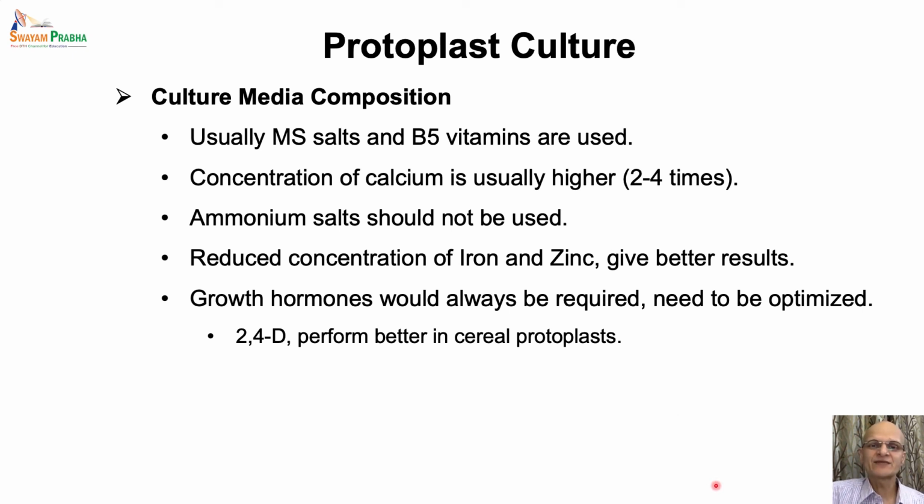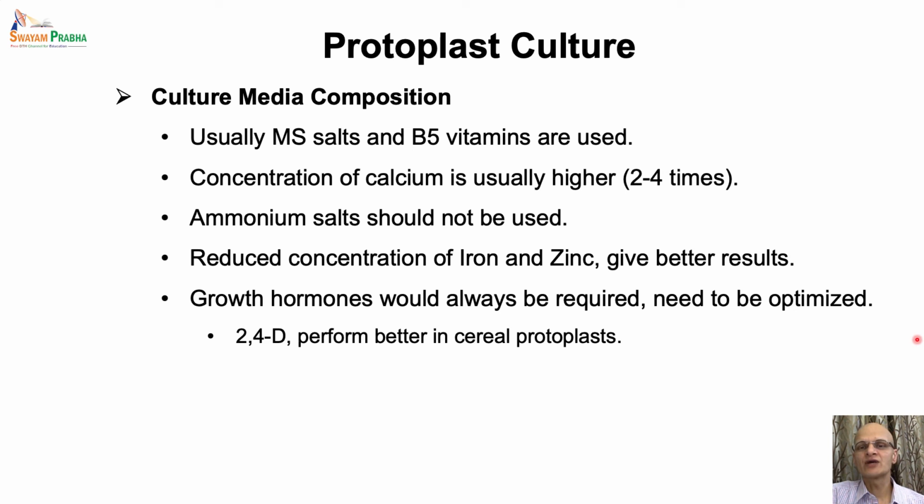Now, the exogenous supply of the growth regulators is almost always required. The plasmolysing conditions usually suppress the photosynthetic capacity and even the respiration rate too. And hence the supply of an exogenous source of growth regulator for the initiation of cell division is mandatory. However, after the formation of the cell walls, exogenous supply of the growth regulators for their division may not be required.